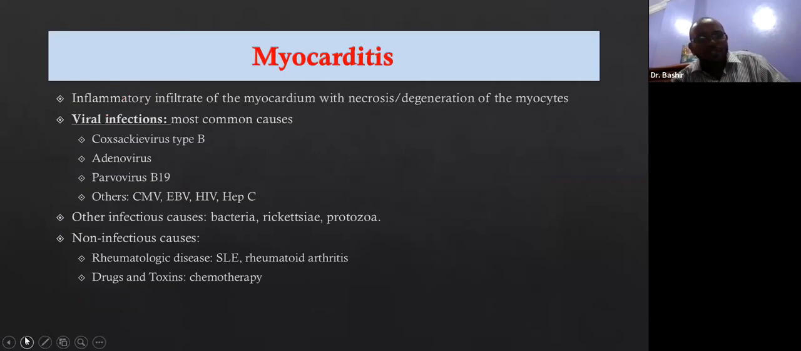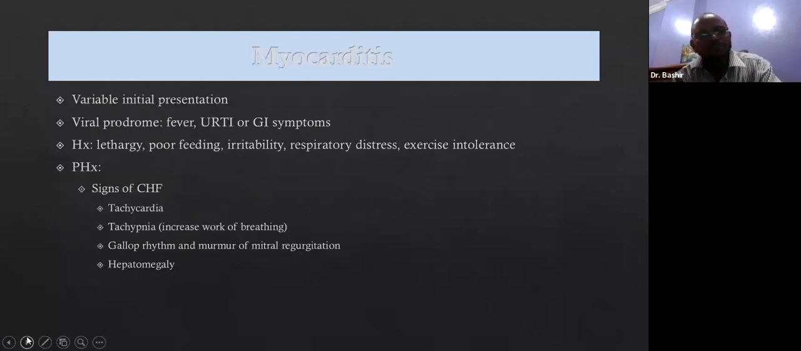Myocarditis, inflammation of the myocardium, is either infectious, like viral infection, Coxsackie B virus, adenovirus, parvovirus, cytomegalovirus, Epstein-Barr virus, and other infections, bacteria, rickettsia, or protozoal infection. Non-infectious causes include rheumatological disease, SLE, rheumatoid arthritis, drugs, and toxins.